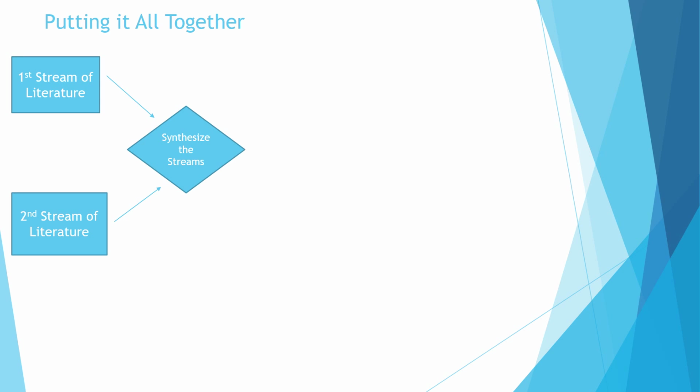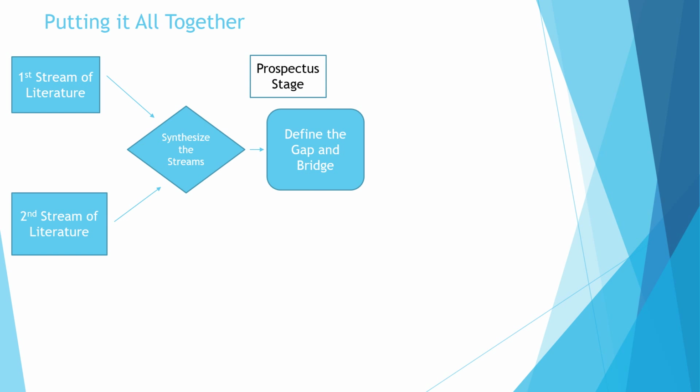So out of the bodies of literature, the theories, you're going to take a stream of literature which takes the information and starts to boil it down. You start fairly general and then get more and more specific until the 2 streams of literature become fairly closely identified. The terms are well defined. The theories are very specific about what you're talking about. And from that point, there's a gap defined, the gap between the 2 streams of literature, and then a bridge that crosses that gap. This whole process is called the prospectus stage.